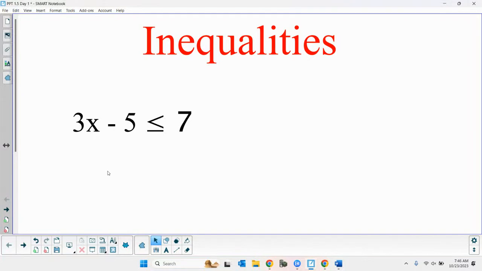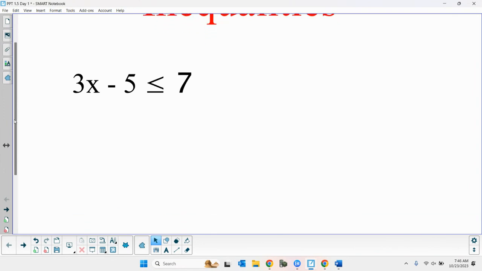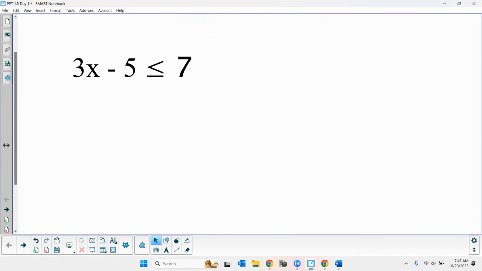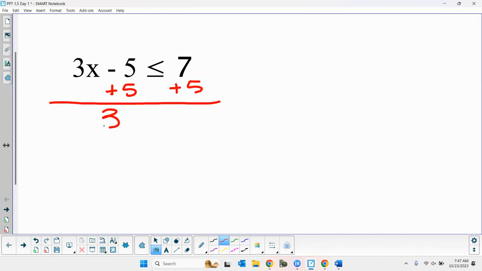All right, so the linear inequalities, that's what we've got up here to start. We solve just like if it was equals, okay? But like I said here, we're going to solve and graph our solutions. So just like we always do, we want to get x by itself. So we're going to add 5 first. And then divide by 3.